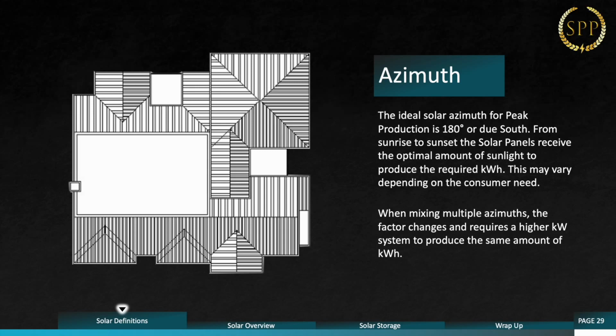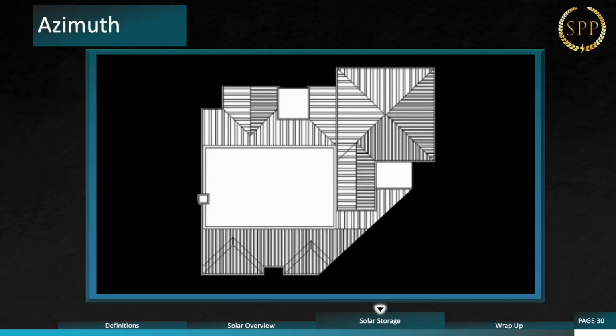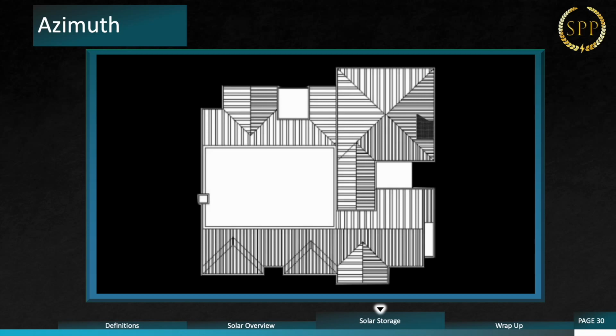So what happens when we mix multiple azimuths? Well, the overall factor is going to change. It means that if we have a system that's due south, that system is going to produce more power than a system that has panels all over the roof in different directions. Just like in this example here. So this is going to be an example of a mixed azimuth. We're going to have some panels to the east, to the south, and to the west.